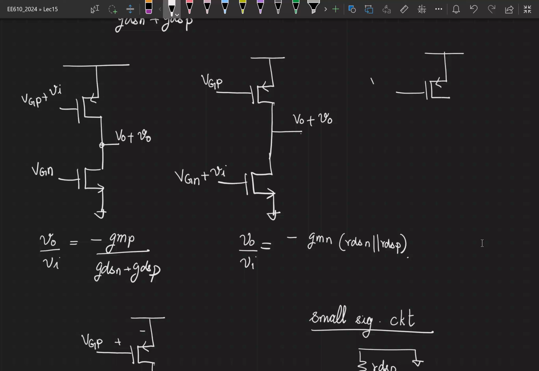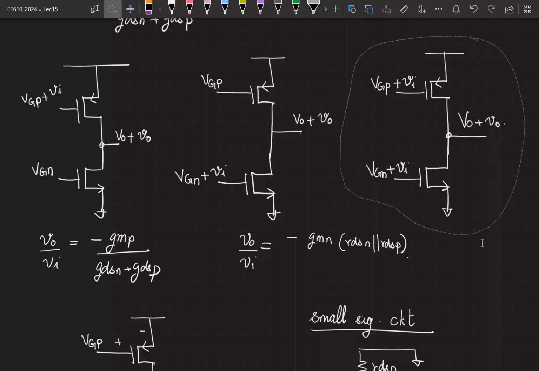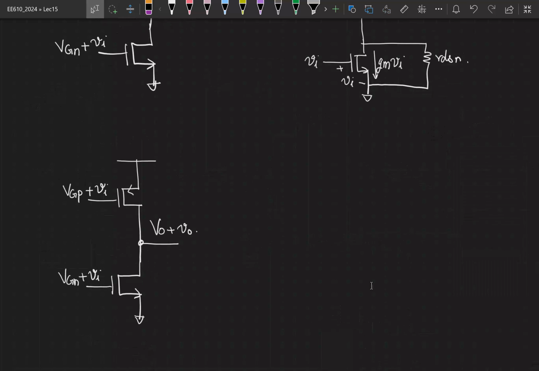So I apply a bias voltage plus Vi here. And then I apply a bias voltage plus Vi here. And then I look at what is the incremental output here. Can you solve this and tell me the answer? So how does the incremental circuit look like? So you have plus Vi appearing here.